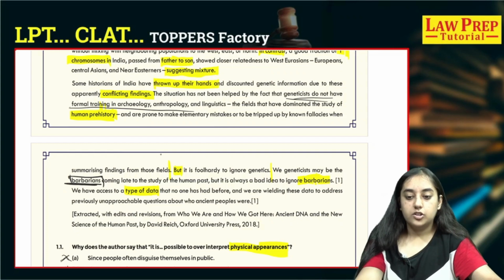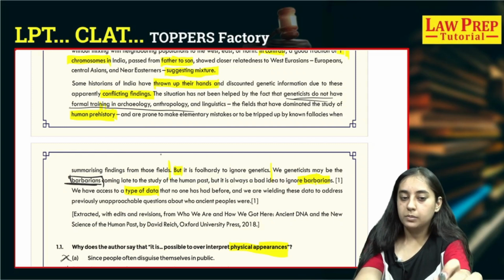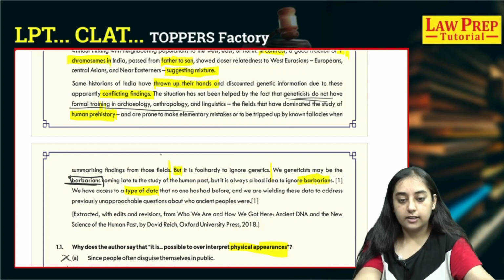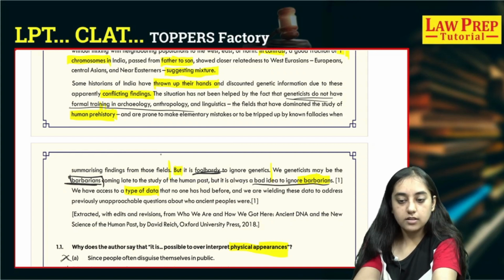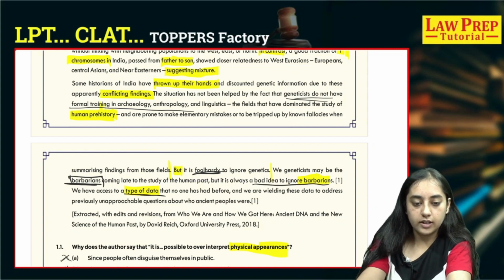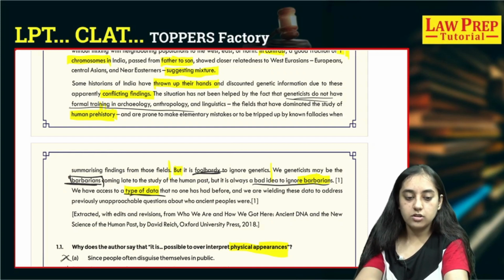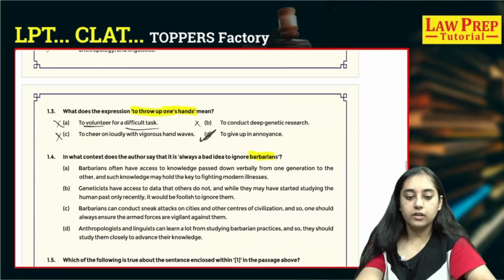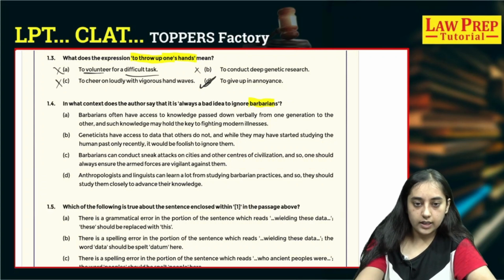Because the geneticists may have come late to the study of human past, and they may not have a formal training in archaeology, anthropology, linguistics, whatever. But it is a bad idea. It is foolhardy. It is a bad idea to ignore the barbarians. Why? Because they have access to a certain type of data which nobody else has, and they are using that data to solve questions about who the ancient peoples were, right? So that is why, उनके पास डेटा है, इस वजह से हम उनको इग्नोर नहीं कर सकते, भले ही उनके पास ट्रेनिंग हो नहीं हो, उनके पास डेटा है जो कि बहुत इंपॉर्टेंट है, that is why.